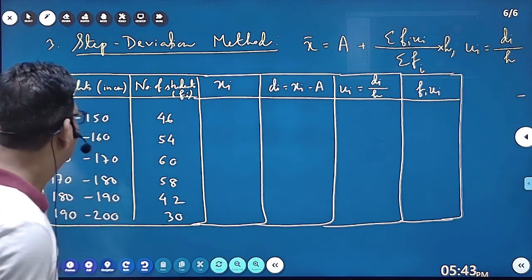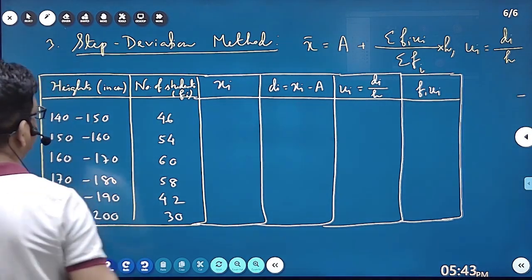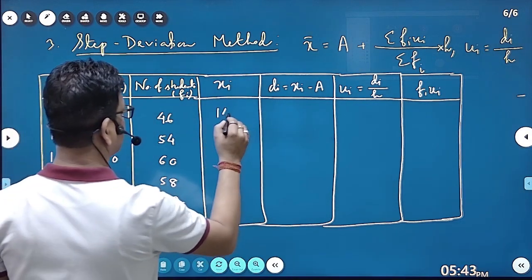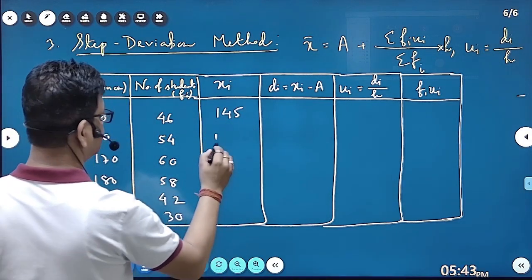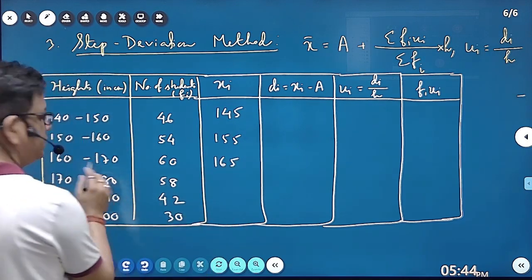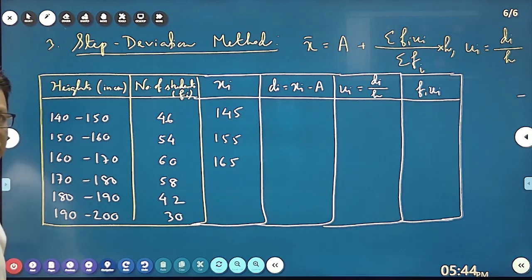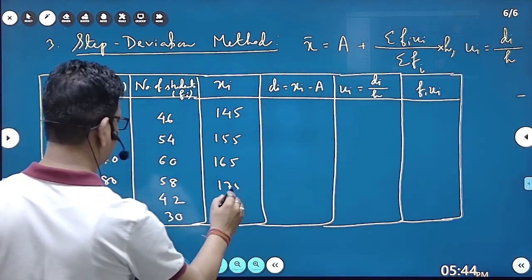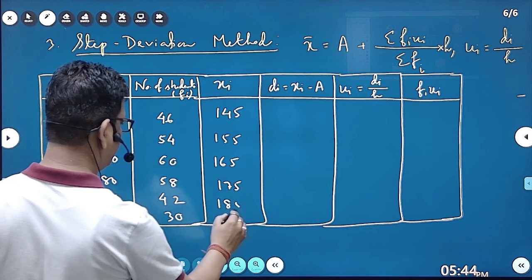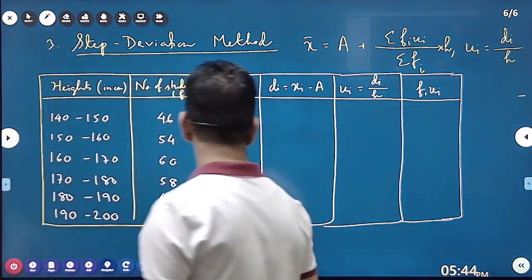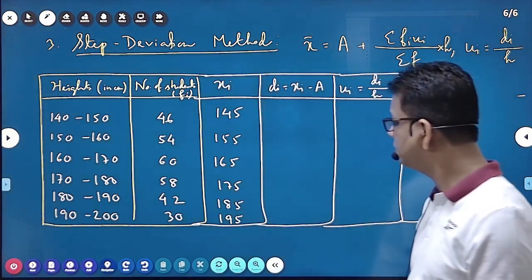Okay. So xi is 140 plus 150, so this is 290 by 2, which will be 145. Correct? So this is 155. This is 165, 160 plus 170. Then 170 plus 180, 175. Then 185. And then this is 195.